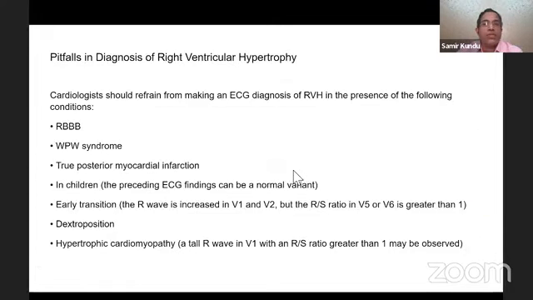Pitfalls in diagnosis of right ventricular hypertrophy. There is some problem in the diagnosis of ECG in the presence of the following, such as right bundle branch block, WPW syndrome, true posterior MI. In case of children, normal voltage may be higher, early transition, dextroposition or dextrocardia. In case of hypertrophic cardiomyopathy, there may be tall R wave in V1 and RS ratio more than 1 may be observed.